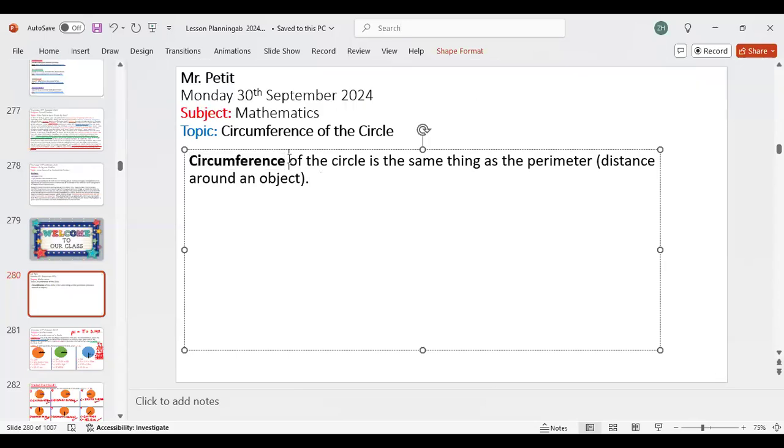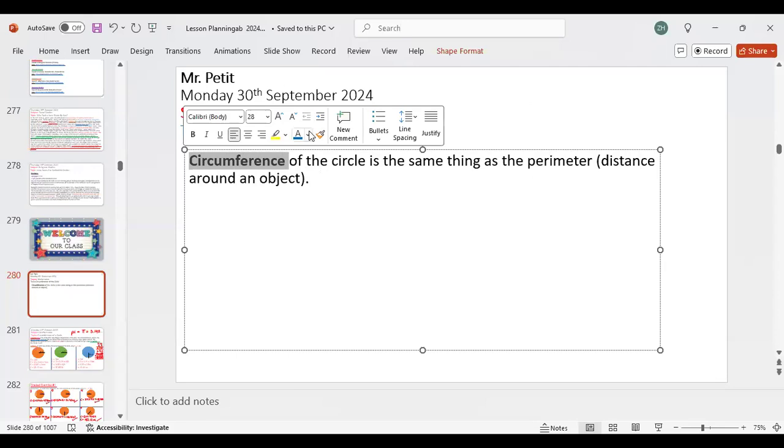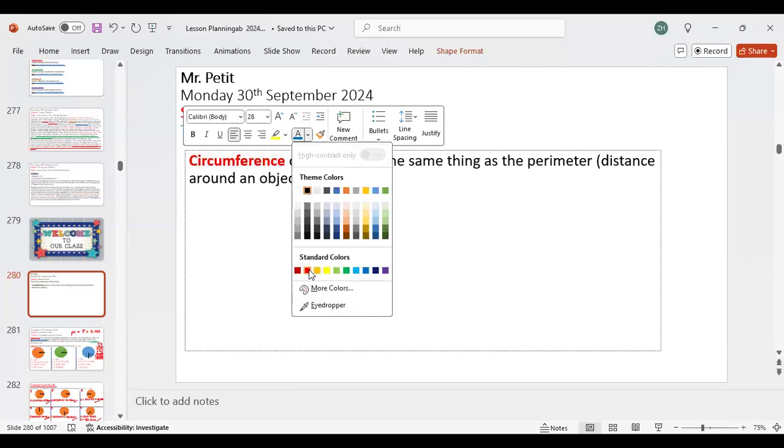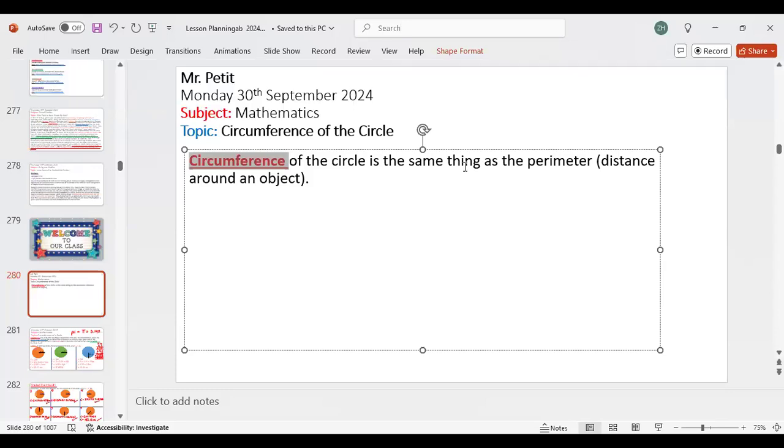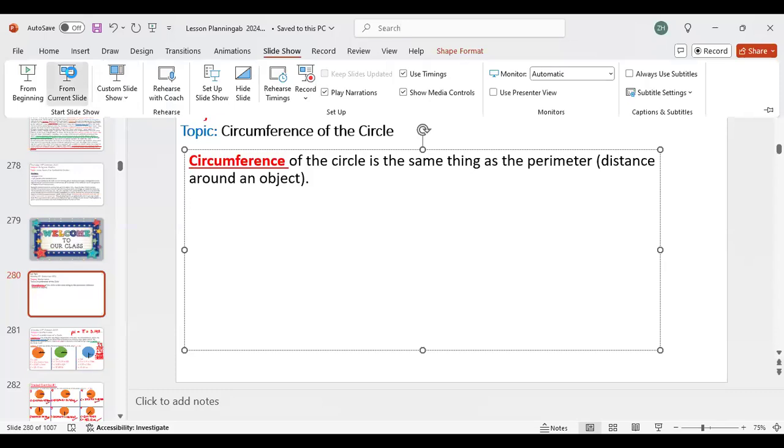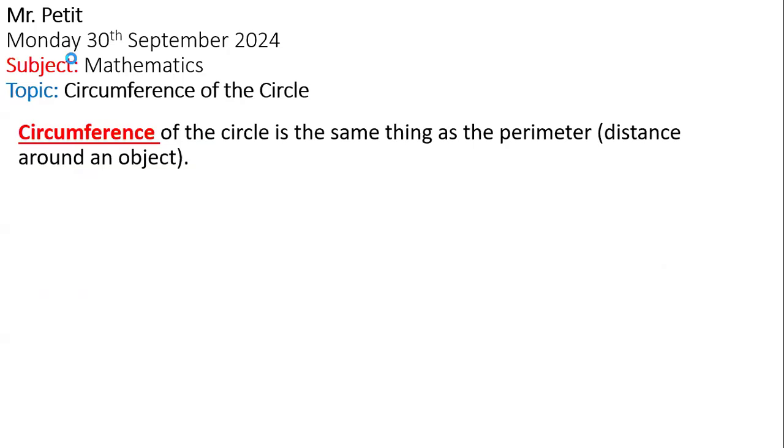But a circle doesn't have sides, right? So what we have to do is use a formula to find the perimeter of a circle. The circumference is 2 times pi times the diameter. Close, very close. The radius. The radius, yeah.